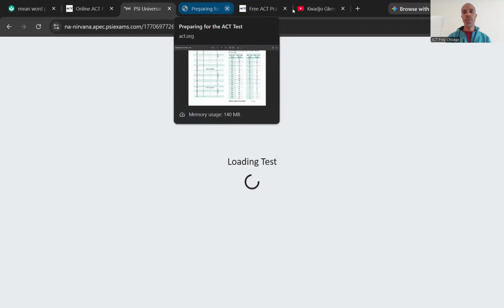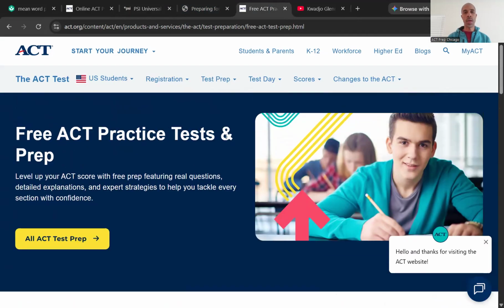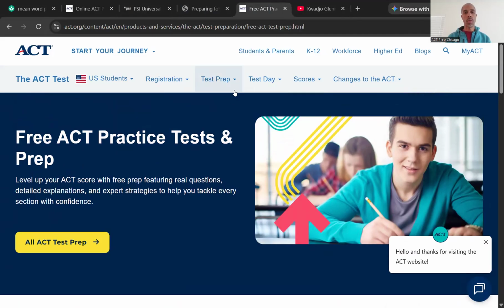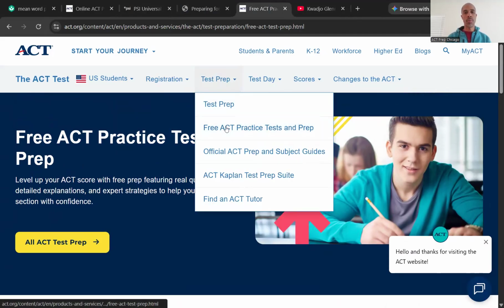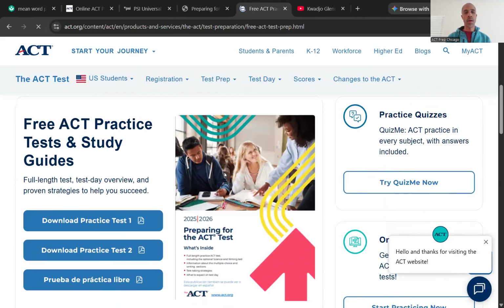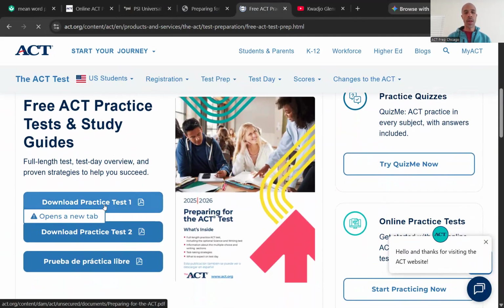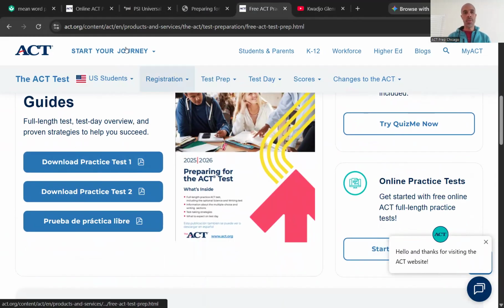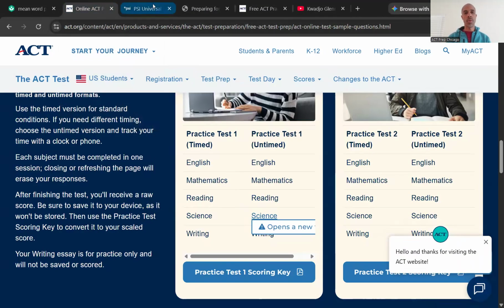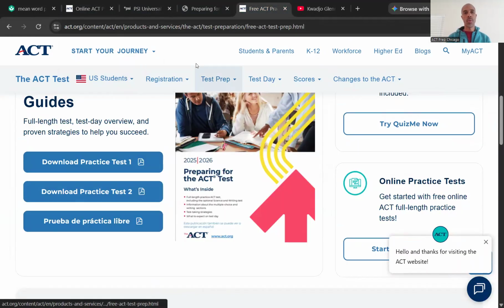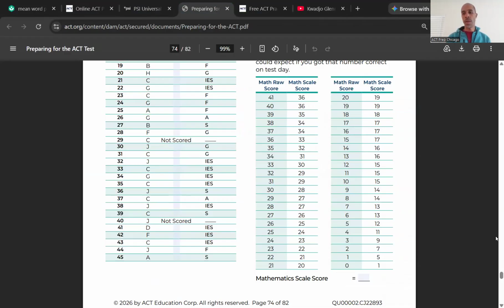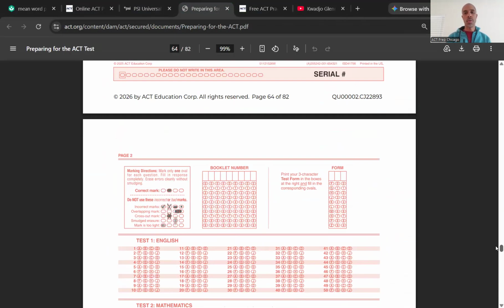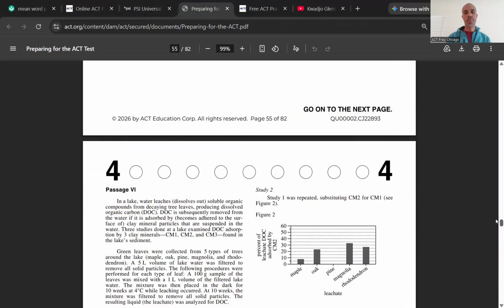You can also access it via the PDFs. So when you click on test prep and it says free practice test and prep, if you scroll down, you'll see it says download practice test one, preparing for the ACT. These are the exact same questions as in the online practice, which is this link here, which is what we'll be working with. So just to show you, if we open up this test, I opened up already the Preparing for the ACT book one. Let's just go to science since we're doing that now.